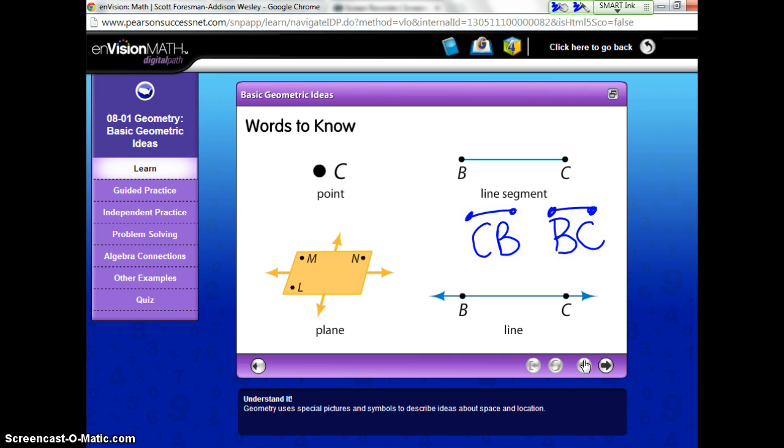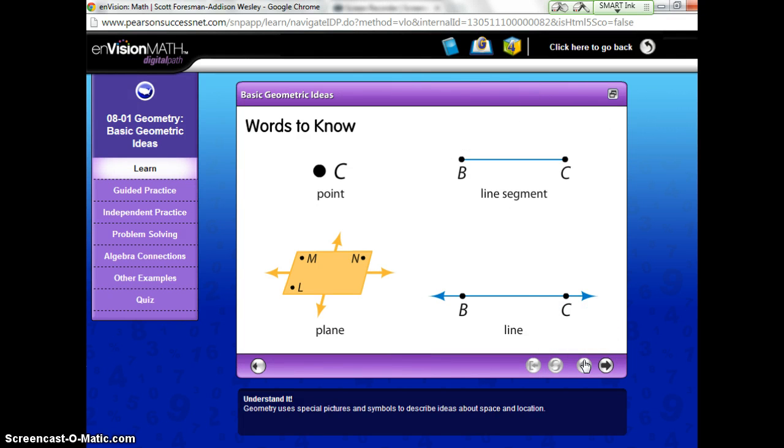This is different. This is called a line. We can call this line BC or line CB. Either way. But this is the difference between a line segment and a line. Our room is made up of a lot of line segments because they don't go on forever.